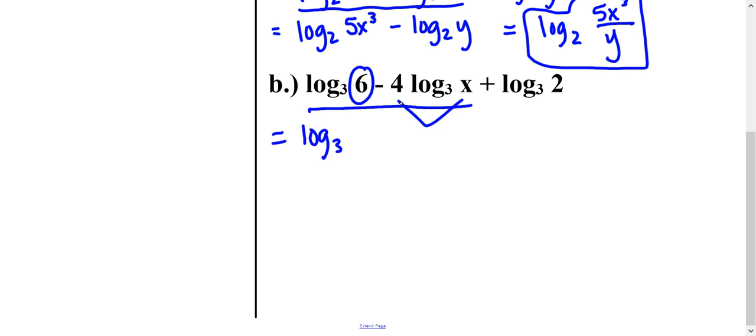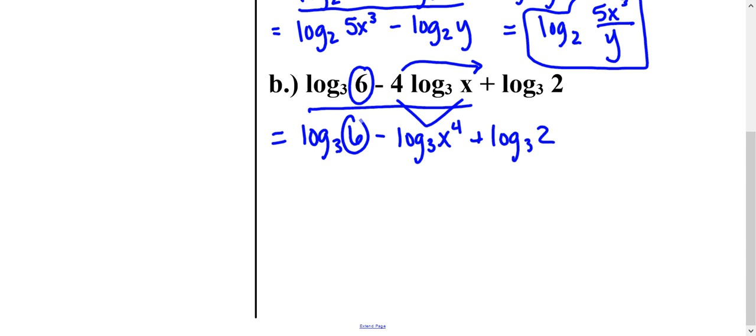So actually we need to condense this part first. Remember, this 4 goes to the exponent. So we really have log base 3 of 6 minus log base 3 of x to the 4th. So now we're going to divide these numbers here. So we're going to have log base 3 of 6 divided by x to the 4th. And then we have plus log base 3 of 2.